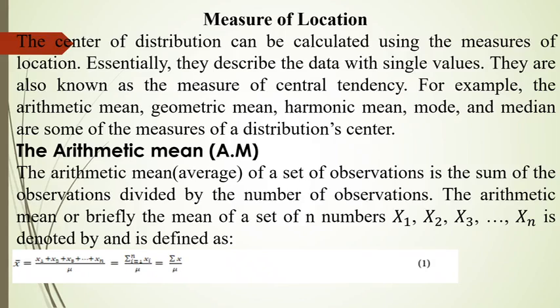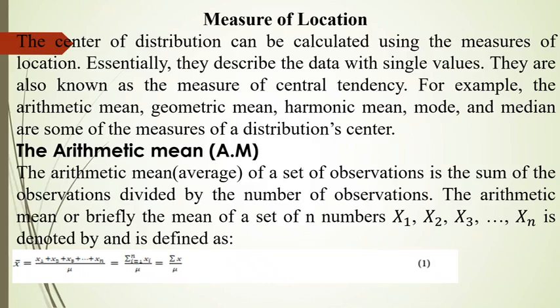Now let's go to the first one, the mean. The first under mean is the arithmetic mean. The arithmetic mean or average of a set of observations. Please listen very well. The arithmetic mean or average of a set of observations is the sum of observations divided by the number of observations. I will repeat it again: the arithmetic mean of a set of observations is the sum of observations divided by the number of observations.